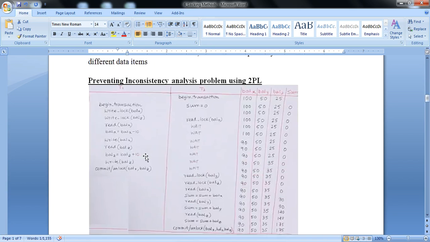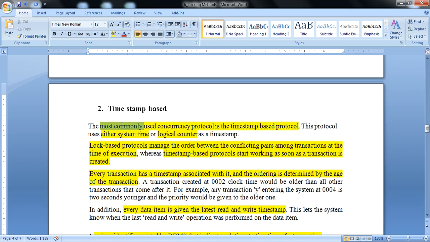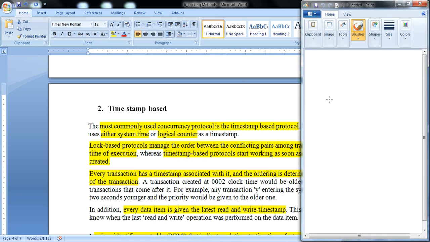Now the explanation of timestamp based. The most commonly used concurrency control protocol is the timestamp based protocol. This protocol uses either the system time or a logical counter as a timestamp. It means when transaction T1 started, the timestamp may be the system time, say 10 AM, right?